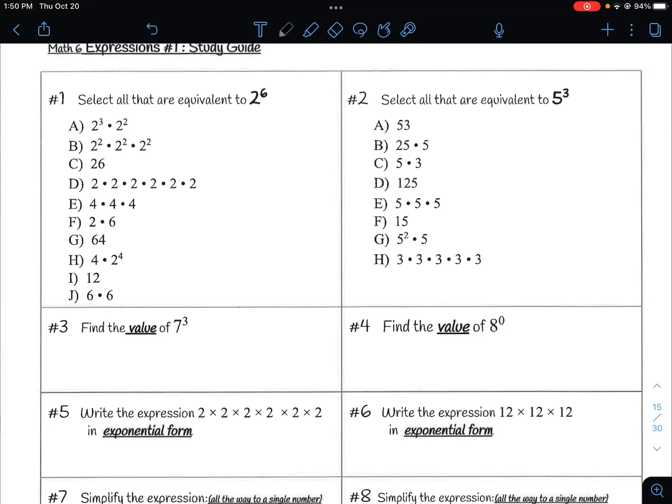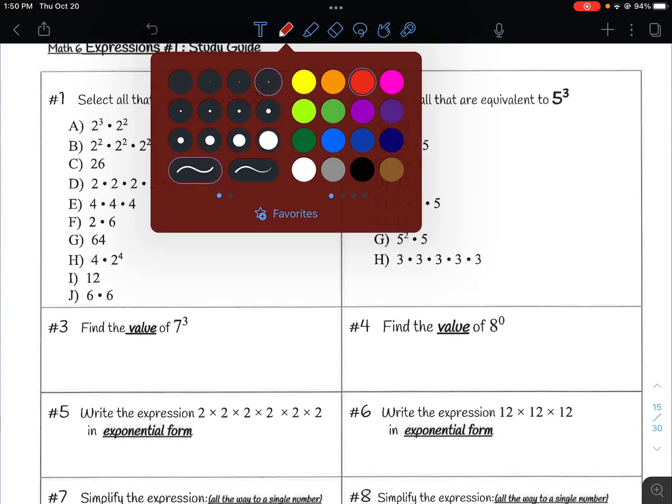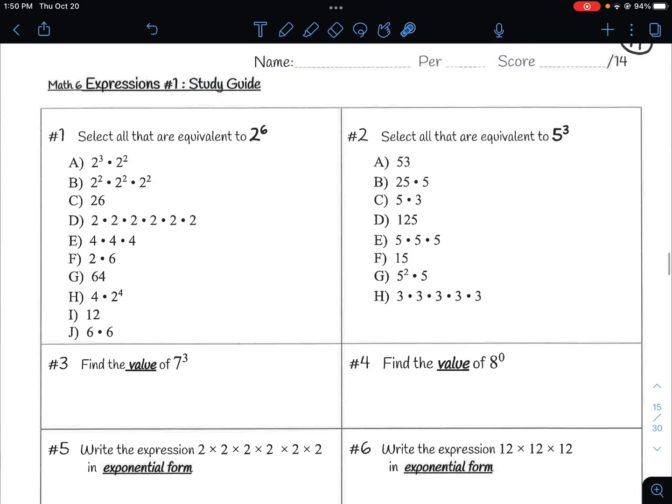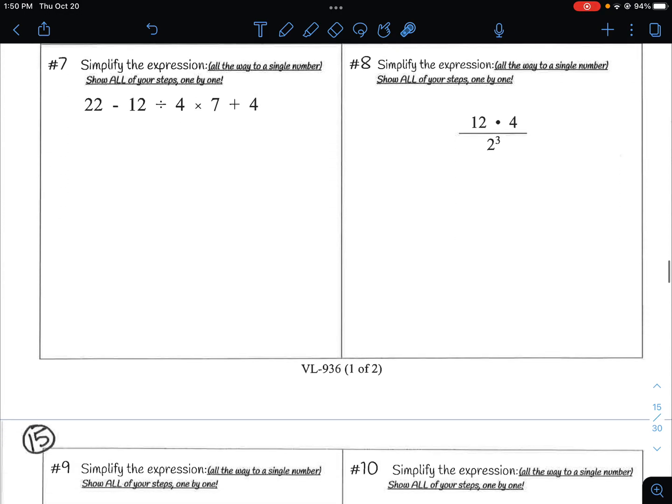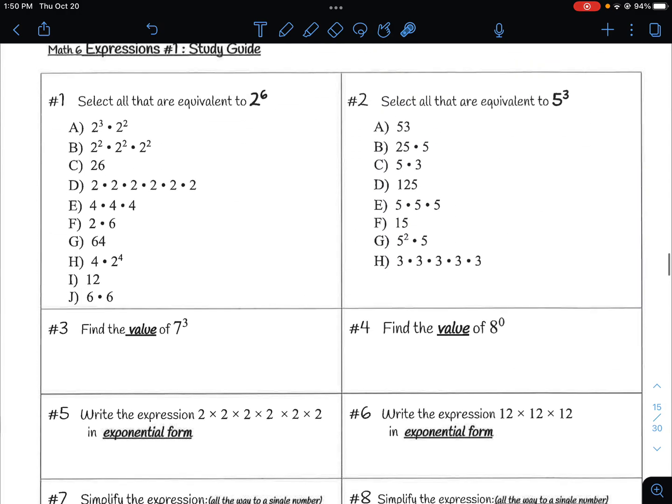In this video, we're going to go over our Module 9 study guide on expressions. This is VL-936. Let's go ahead and get started.